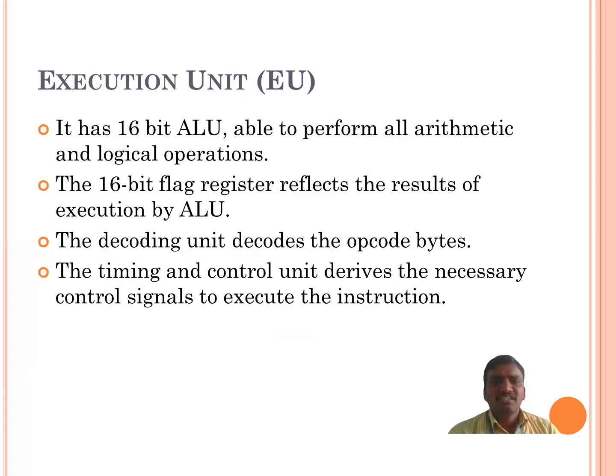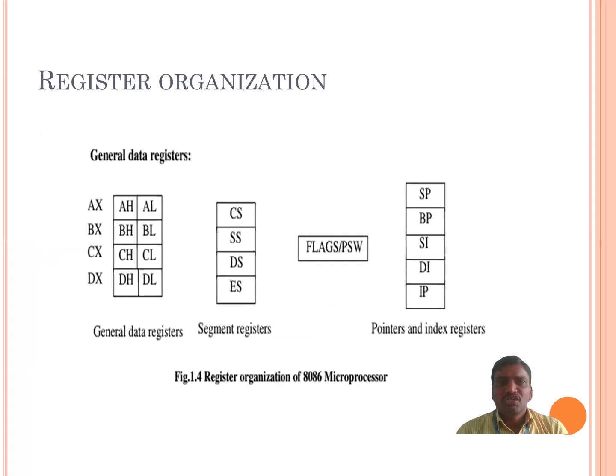And the next one is the decoding circuit. The decoding circuit decodes the fetched information, the opcode bytes from the instruction byte queue, using the decoder circuit. After that, it is given to the timing and control unit to perform the operations on that particular information. So that is about the execution unit.